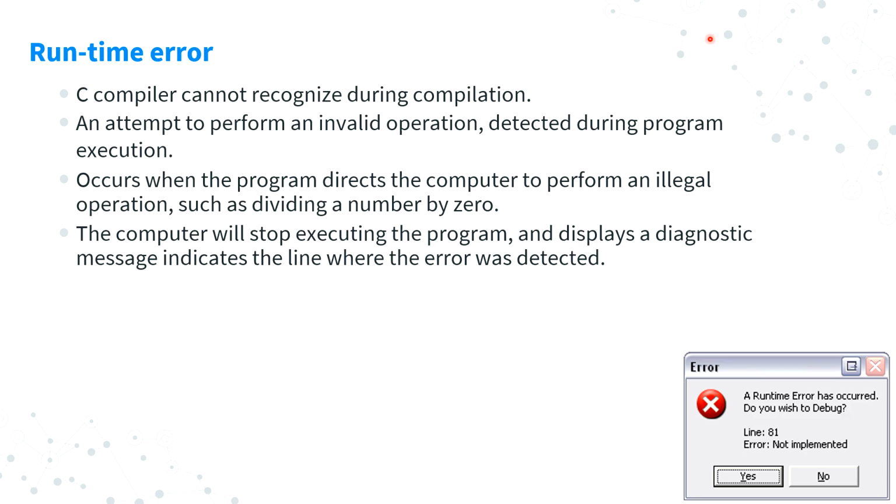So when the computer hits this illegal wall, it will immediately stop executing the program. It then displays a diagnostic message that indicates the exact line where the error was detected, so you can go investigate.